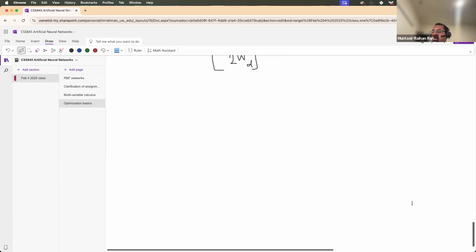So the gradient is going to be a very important object for us. Okay. So now let's talk about another important idea from calculus, which is the Taylor series. And this is going to be really crucial for us to understand optimization.